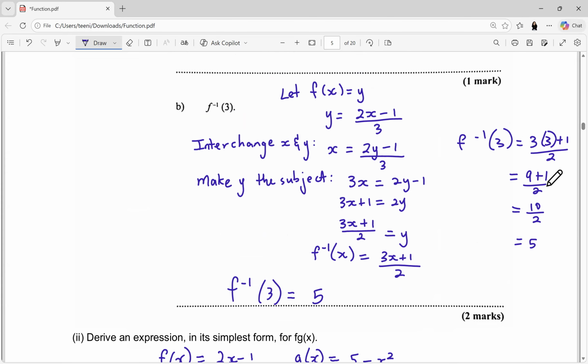Oh, Miss, I forgot to substitute the 3 into it. I just inverse it. Okay, so you got 3x plus 1 over 2. Yes, Miss. Perfect. So that will be 1 mark.